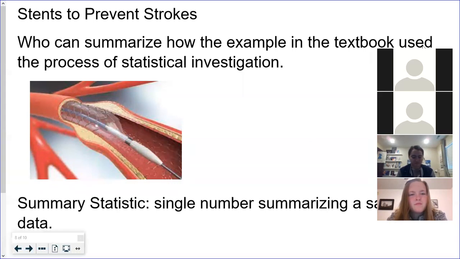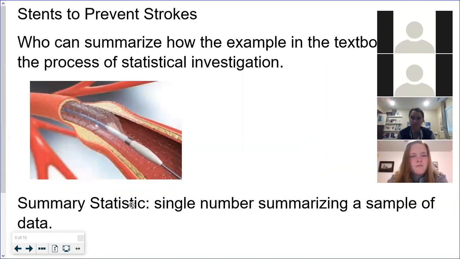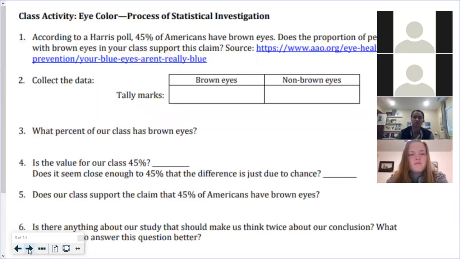So in the end, what they were able to do is they looked at a summary statistic. This is a single number summarizing a sample of data. They were able to look at the total proportion of people who had strokes with or without the stents and compare them. And they were able to see the difference of 8%. So this is a more serious kind of real life application of the statistical process. Okay. Now let's just go through one with us in the class here.